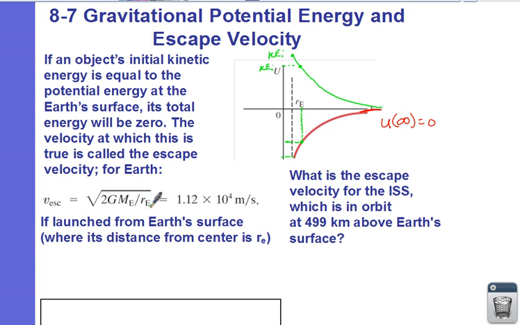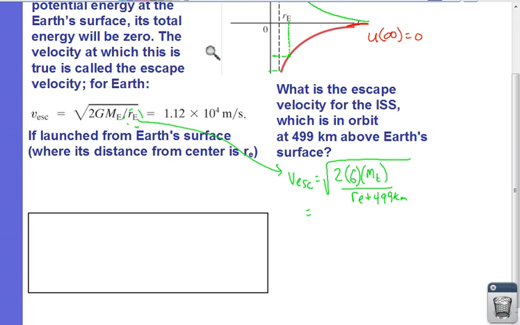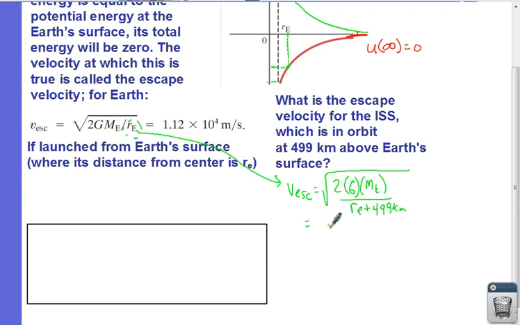So this radius of the Earth, when I come through and do this equation, V escape for the International Space Station would be the square root of 2 times G times the mass of the Earth, all divided by the radius of the Earth plus 499 kilometers. Now when you go through and do that solution, you would get a value that's closer to about 10,780-ish meters per second. That would be how fast the ISS would need to be traveling in order to escape the Earth's gravitational pull, simply because it's already elevated.